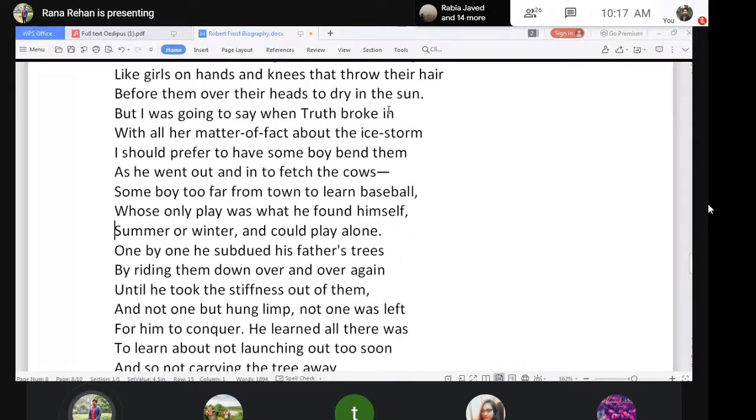Beautiful, very beautiful line. It means there is no more stiffness, no more hardness in the stem, in the trunk of that tree anymore, because he is riding that tree again and again, and the stiffness is out of them. Totally, he took the stiffness out of them. Now they have become totally flexible. There is no stiffness in them anymore.